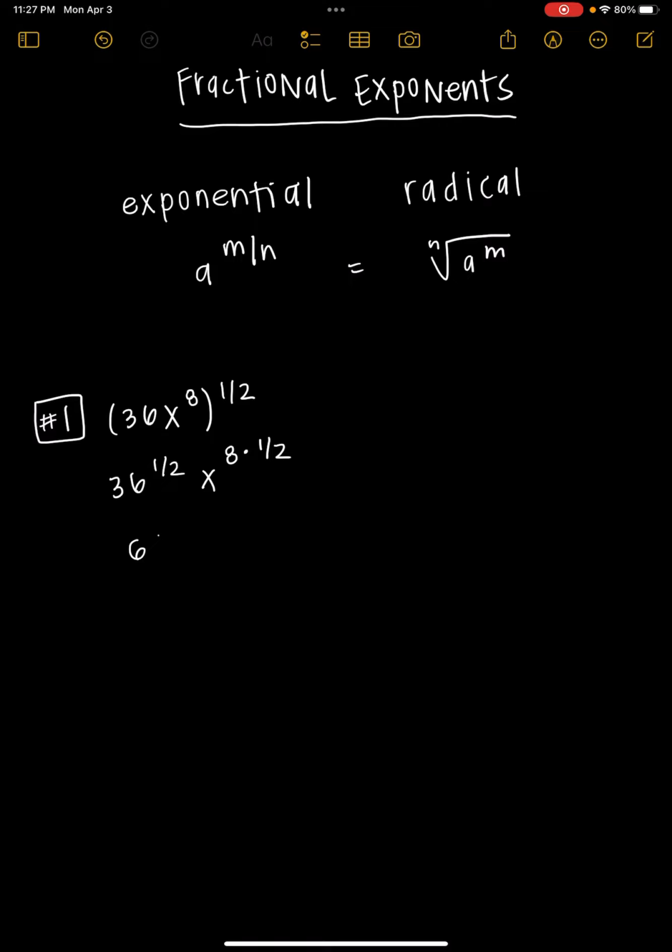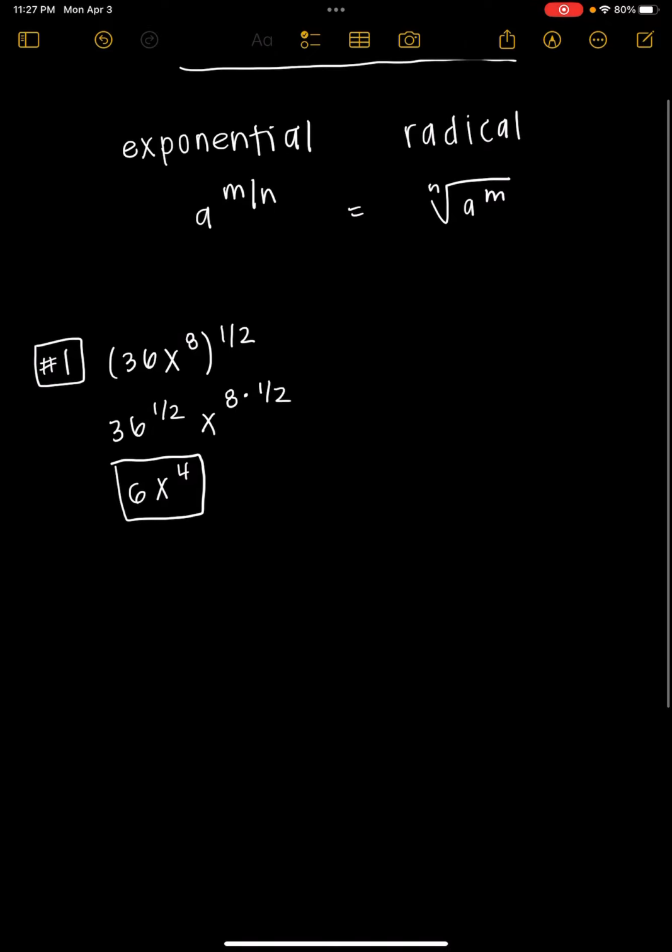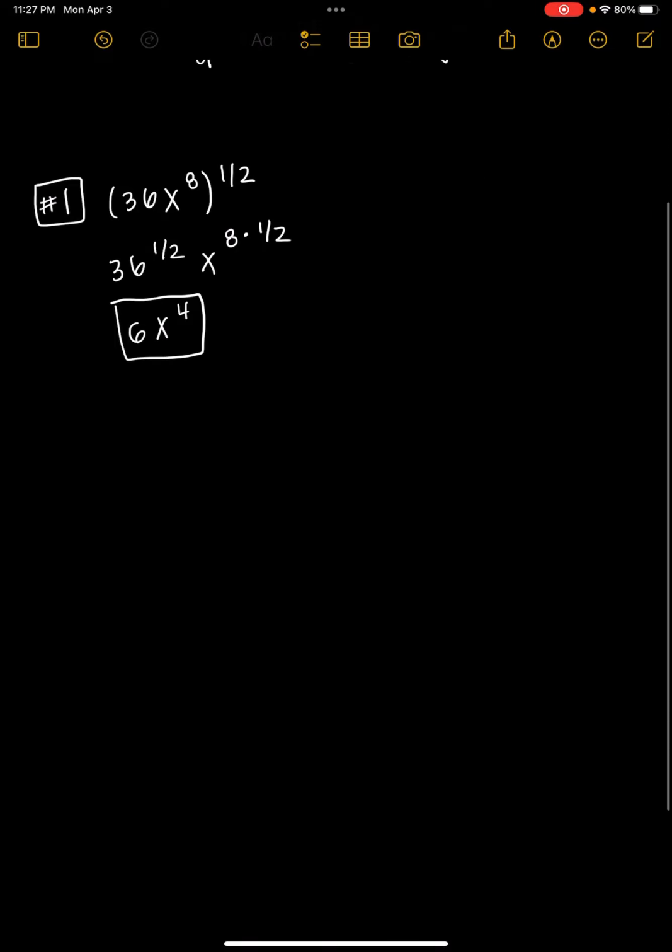And then for your x, you have x to the power of 8 times 1/2. Well, 8 times 1/2 is 4, so my final answer is 6x to the 4th. All right, so that was my simplification one. Now we're going to start using this formula, which again you have written down on your key term sheet.